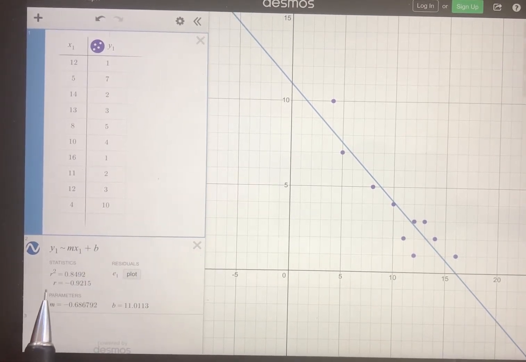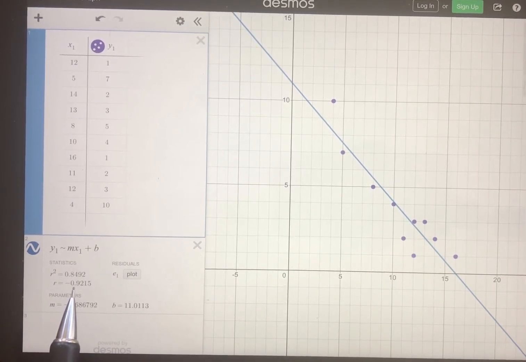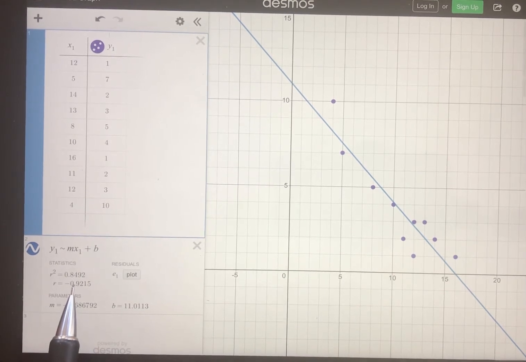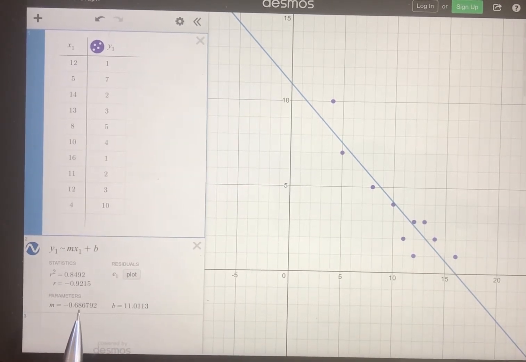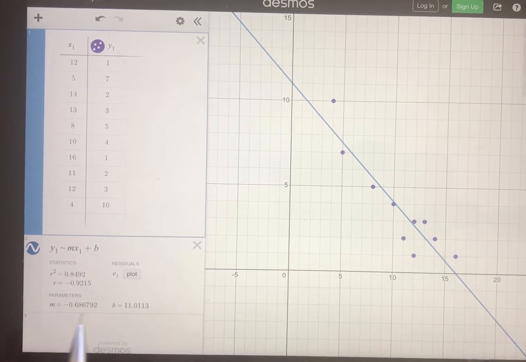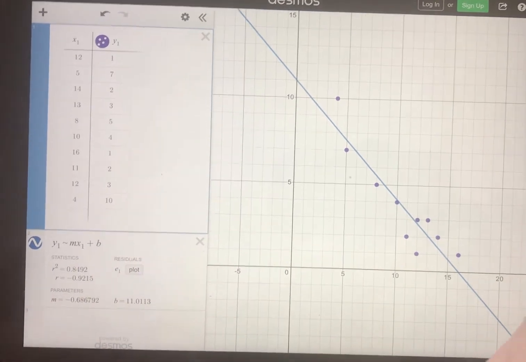We knew the r from before, negative 0.9 to the nearest tenth, a negative relationship that is high, a high negative correlation. This is quite strong. It's not perfect, but it's fairly convincing that these things go together. Okay, and the slope of this line is negative 0.686. We'll call that negative 0.7 to the tenth. And the y-intercept is at 11, which we'll call just 11. Okay, so that's what we came up with for our line of best fit for this data.